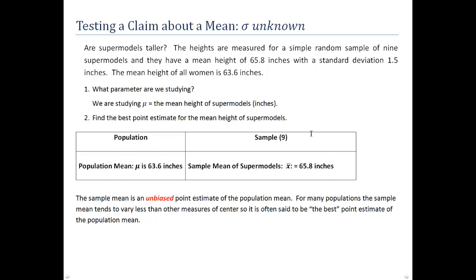Well, the first question asks, what parameter are we studying? And this is one that I recommend that you always begin with. In this case, we're studying a mean, so that would be a mu. And what is it a mean of? Well, it's the mean height of supermodels. That's really what we're studying. We want to know if the mean height of supermodels is greater than the mean height of the population of women in general. And our point estimate, well, when we're working with a mean, the point estimate that we use is always x bar, the sample mean. In this case, that was 65.8 inches. We call the sample mean unbiased, and basically that means that the mathematics guarantees us that if we take sample sizes larger and larger, the sample mean is guaranteed to approach the true population mean.